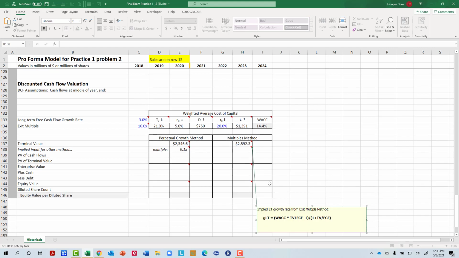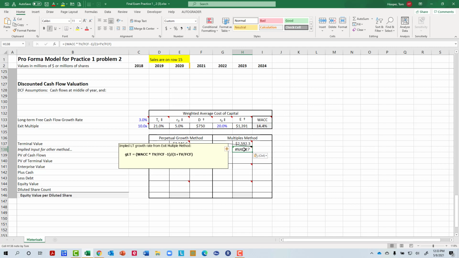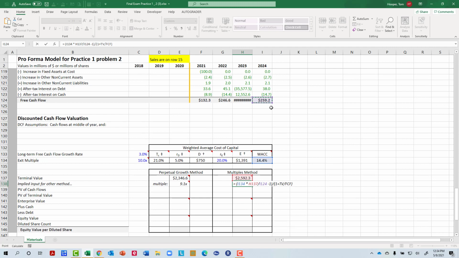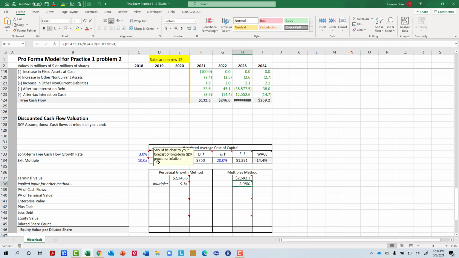So Shift F2, copy, paste, edit. We'll grab the WACC, the terminal value, that final free cash flow, the terminal value, and the final free cash flow. And that looks same order of magnitude as our assumed long-term growth rate. So our implied numbers look okay.